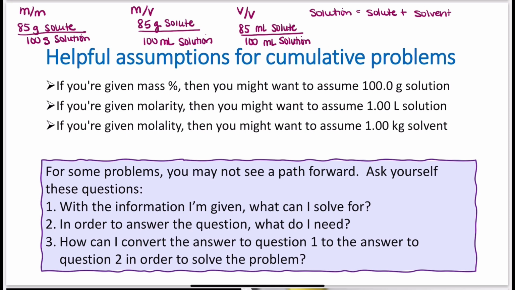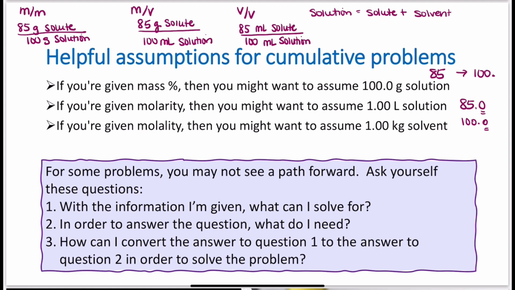But if you see percent, look at what I told you. Is it M over M, M over V, or V over V? If it's M over M, it's mass of solute to mass of total solution, which is solute plus solvent. If it's M over V, it's mass of solute to 100 mils of solution. And if it's V over V, it's mils of solute to mils of solution. But assume everything's out of 100. That way the percent you're given is the numerator, and then you should assume 100 for the denominator. If you're told 85%, that is two sig figs. Assume your 100 is to the same precision. If you are told 85.0, assume 100.0 so that they're precise to the same value, okay?